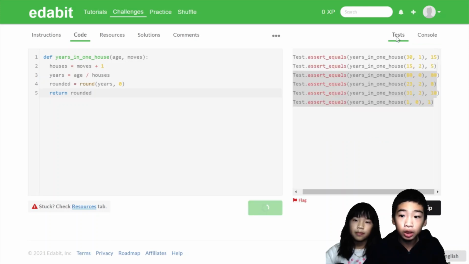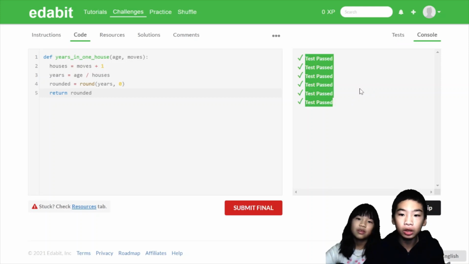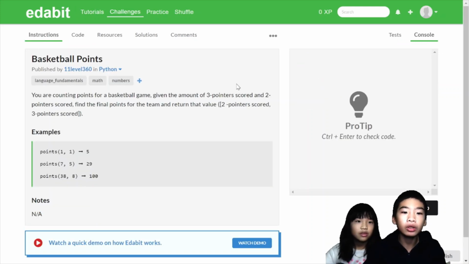Now we're going to check our test cases. There's 80 and 0 moves, so you just do 80 years in one house. That person stayed in one house for their whole life. And then there's a baby that's 1 year old, and there's 0 moves, so there's 1 year in one house. So we pass all our tests, onto our next coding challenge.